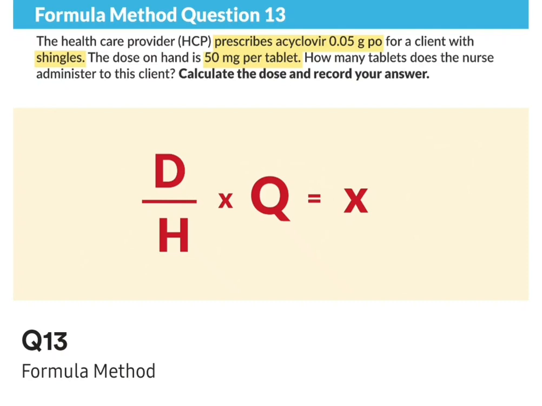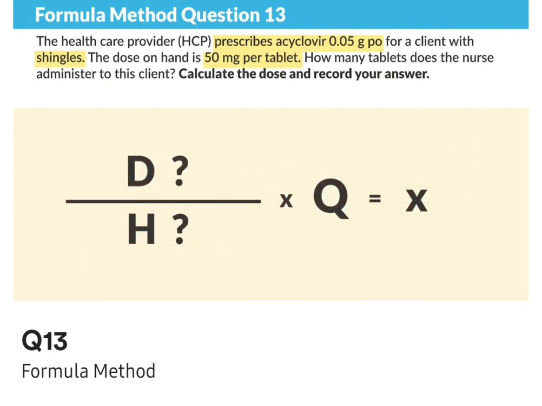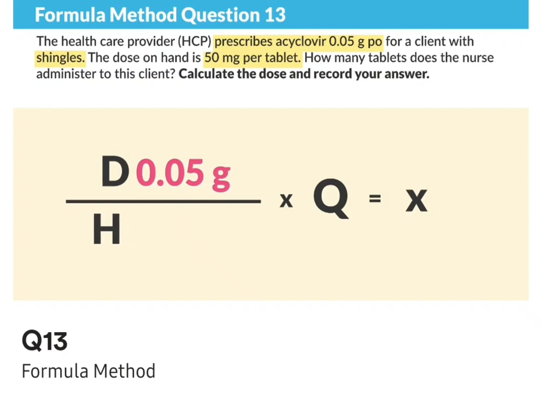Now here's where it gets tricky, right? D is the desired dose or the doctor's order. So 0.05 grams. Now the H, this is where it gets hard. The H is for what we have on hand. H is 50 milligrams per tablet, right? So look at that. The D and the H are in different units, milligrams and grams. So they're not the same. We have to convert them. So setting up a ratio to convert grams to milligrams is a necessity here. So let's set it up.